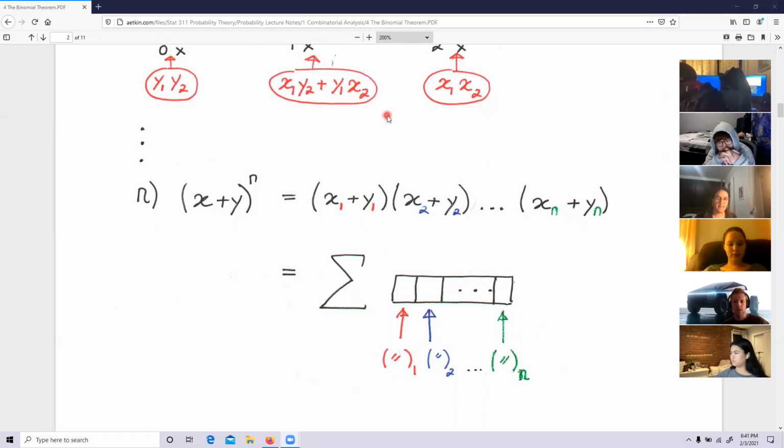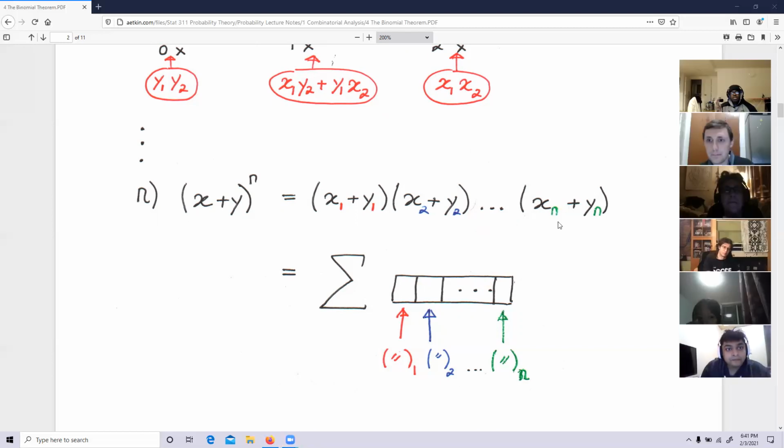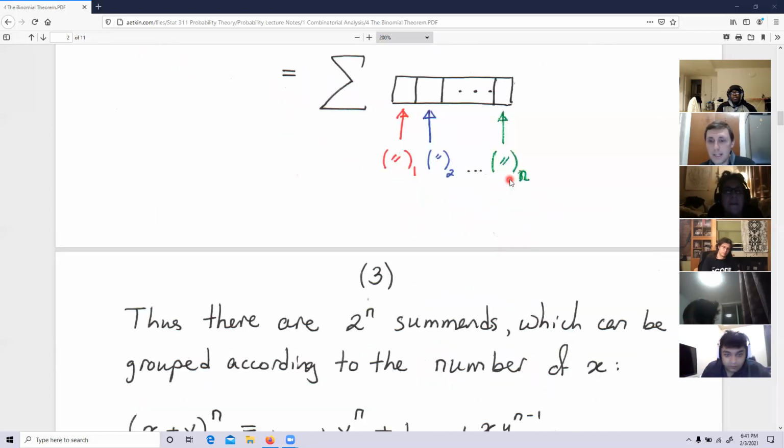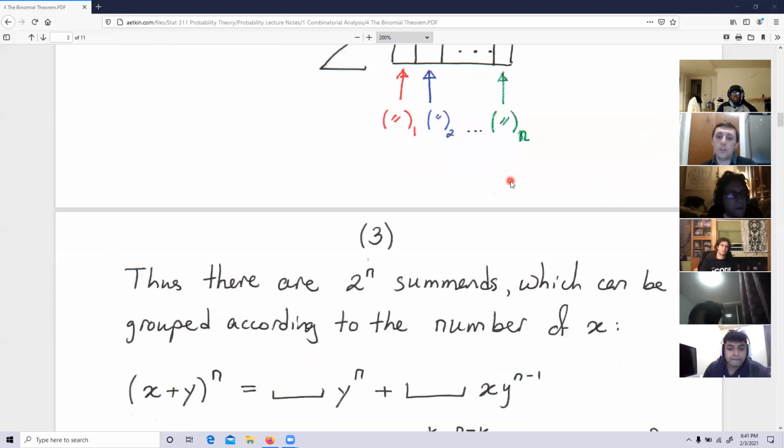Sarah, you're correct. Ben, you're correct. And Grant, did you mean 2 to the power of N and you accidentally wrote the X? Because it's 2 to the power of N. You see, it's 2 multiplied by 2, multiplied by 2, multiplied by 2. It's 2 to the power of N. If it's X plus Y cubed, then you will have 8 contributions, right? You would have 8 summands before you simplify. Clear? So there are 2 to the power of N summands, which can be grouped according to the number of X.